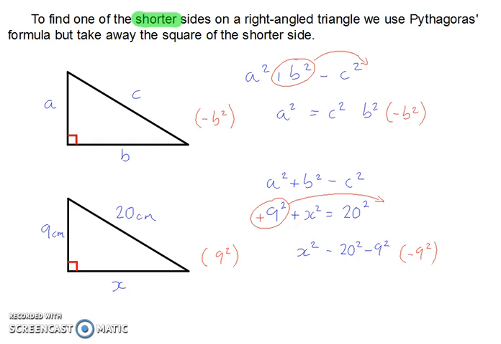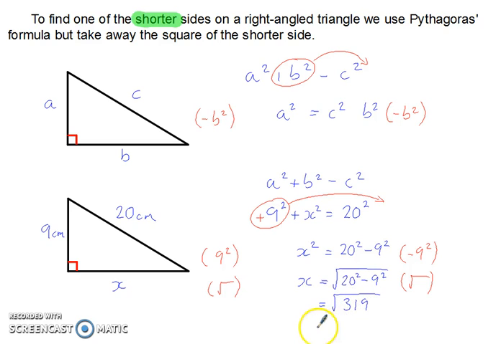Now then, just like with the longest side, I've got this X squared here. I want to get X by itself, so what I'm going to do is square root both sides. I'm going to square root the left hand side, and if I do that, I have to square root the right hand side as well. So we're left with X equals the square root of 20 squared take away 9 squared. Now then, I'm a good mathematician, so I know that 20 squared is 400, 9 squared is 81, so if we put those two together, we get the square root of 400 take away 81, which is 319.